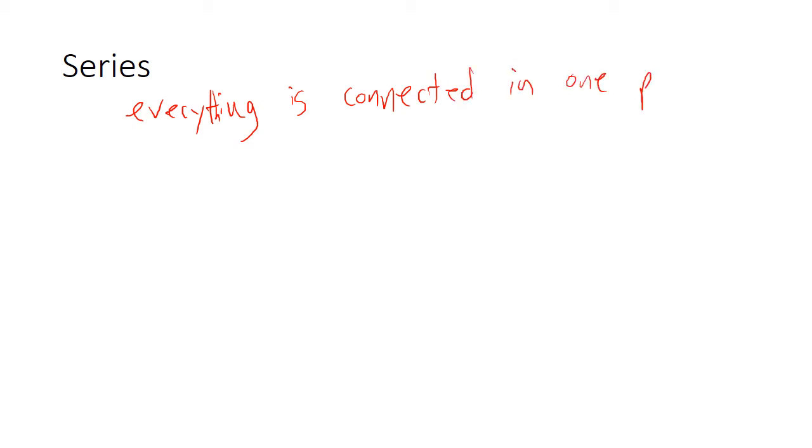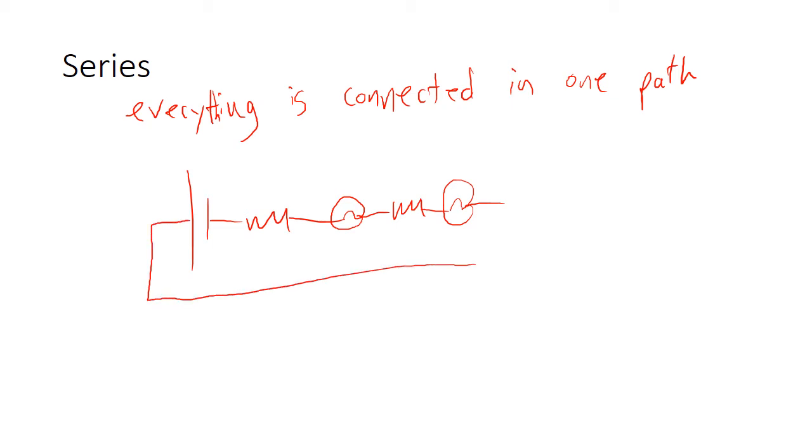So a series circuit is when everything is connected. Well, no, duh, Mr. Well, yeah. Everything is connected in one path. So, for example, here's my battery. Here's my resistor. Here's a light bulb. Here's another resistor. Here's another light bulb. Oops, a less pretty light bulb. Whatever. I'm going to finish it off here, close the circuit.